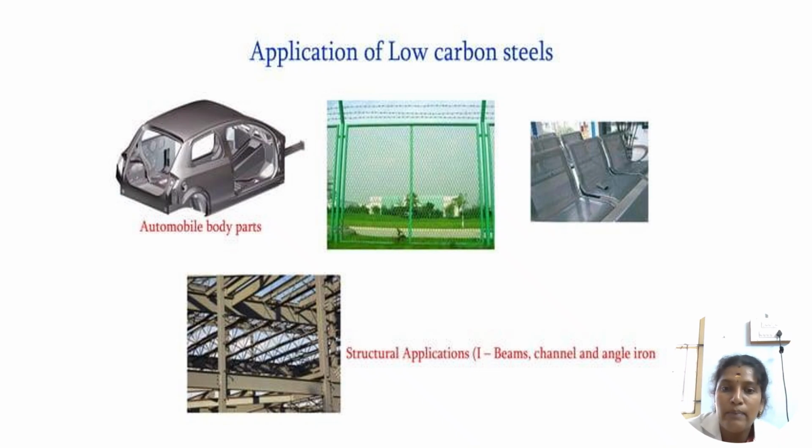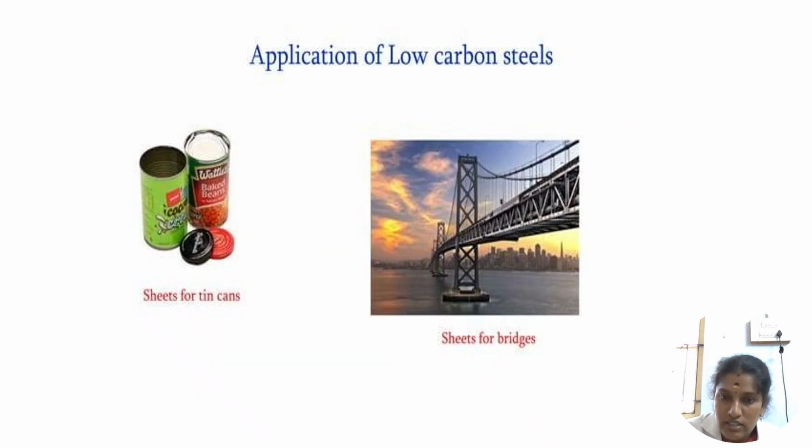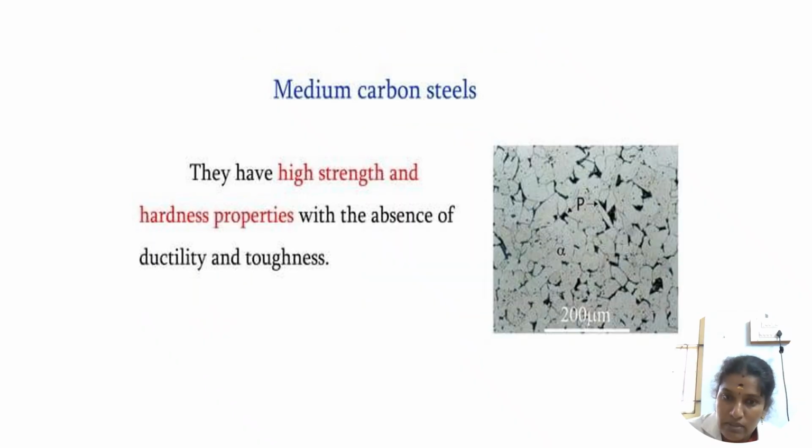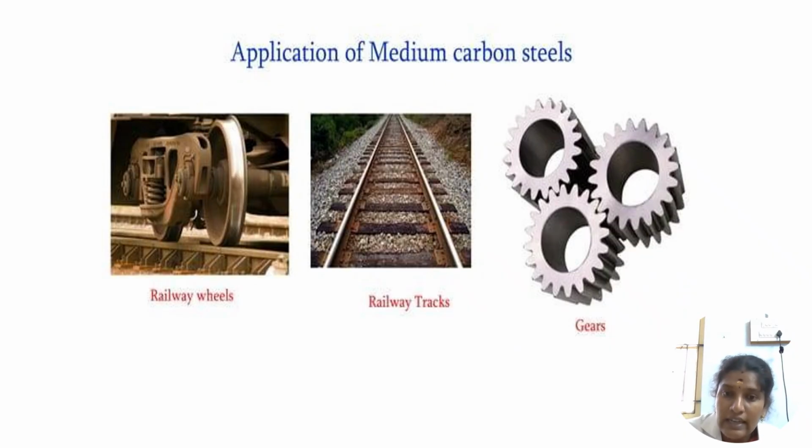This is the application of low carbon steel. We can use low carbon steel in the following cases. This is also an application of low carbon steel. The next one is medium carbon steel. It also has high strength and hardness, but some properties are absent. Here ductility and toughness are not there. The main applications of medium carbon steel are railway wheels, railway tracks and gears.